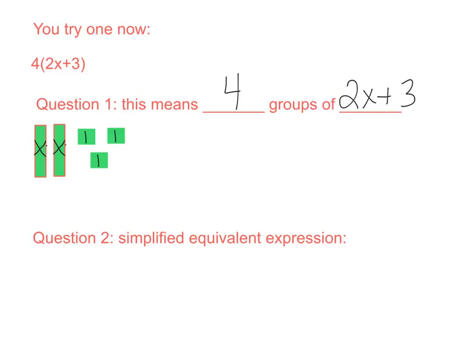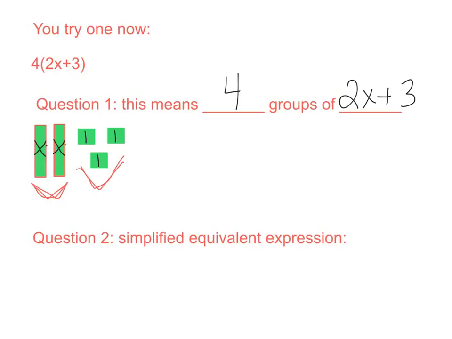So that really means I'm going to have 4 sets of 2x, and then I'm going to have 4 sets of these 3 extra blocks. So think of the bags and the blocks. I'm going to have 4 groups. Each group has 2 bags. That's my 2x's. And then it also has those 3 extra blocks.